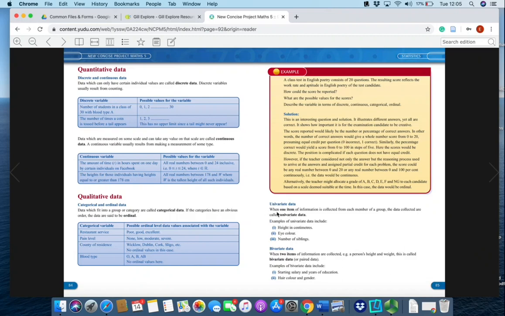So univariate data is when one item of information is collected from each member of a group. The data is called univariate, and uni always being one. Examples are height in centimetres, or your eye colour, or your number of siblings. Bivariate data then are when two items are collected from a person, e.g. what is a person's height and weight. Okay, now it's paired data.